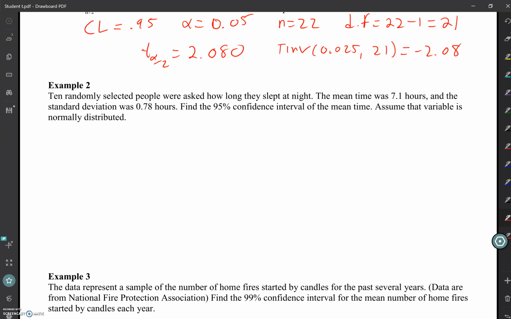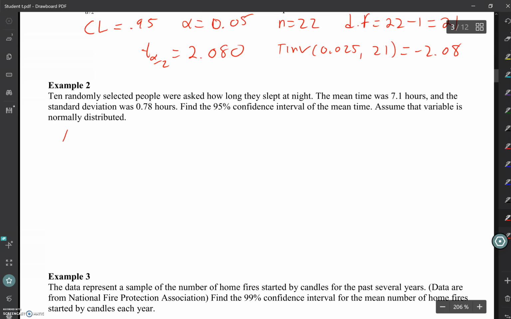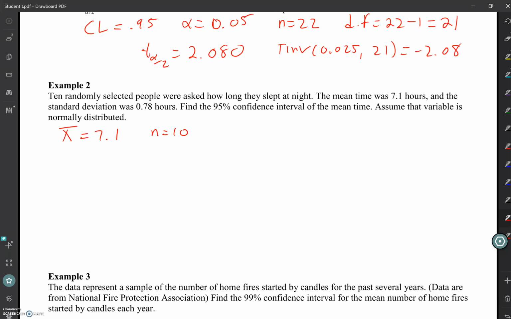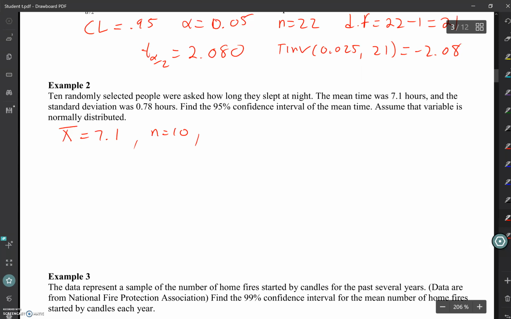So they took a sample of 10 people and the mean time was 7.1 hours. So what variable is that? That's my x bar. What is my n? And 0.78 is what? Now, what standard deviation is it? It's of the sample, so it's my S. So 0.78 is my sample standard deviation.